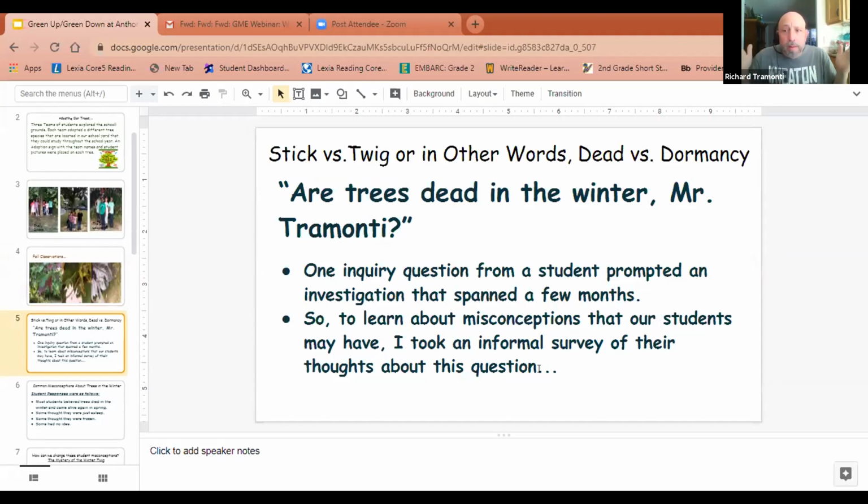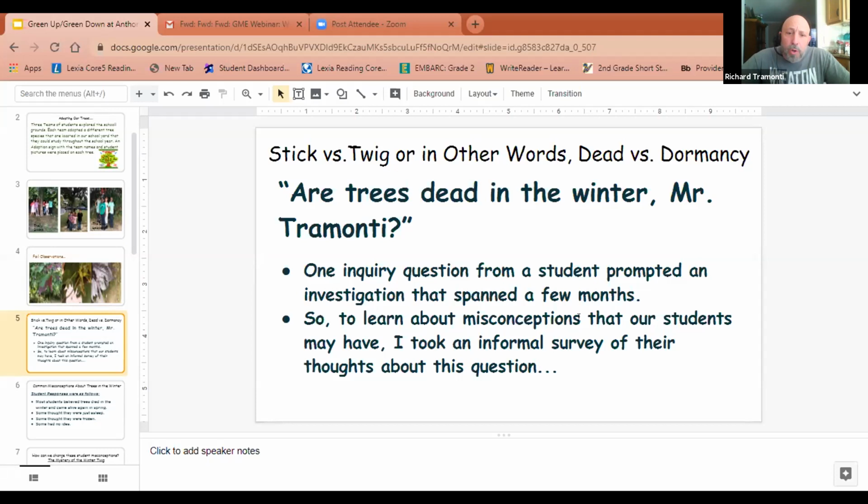One day the leaves had fallen, it was cold, it was December, beginning of January, and this question came up: are trees dead in the winter, Mr. Tremonti? That's exactly what a couple of kids were asking me in the schoolyard at recess. They said they're dead. So that one inquiry question from the student prompted this investigation, which spanned a few months, but has actually continued.